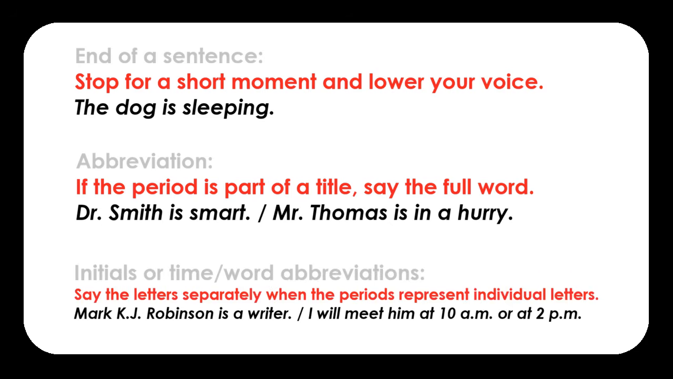With initials, time, or word abbreviations, the reader says the letters separately when the periods represent individual letters. For example, Mark K.J. Robinson is a writer. Or, I will meet him at 10 a.m. or at 2 p.m. Comma.